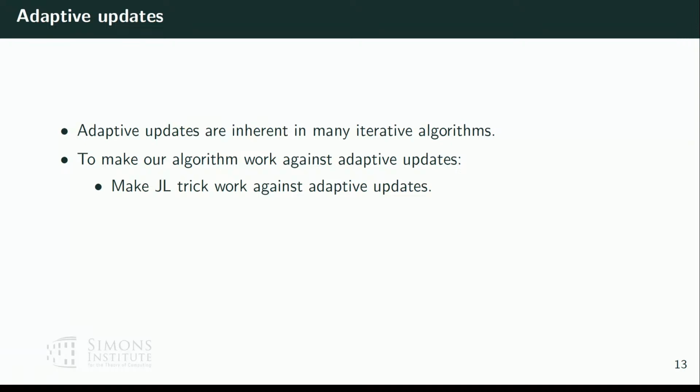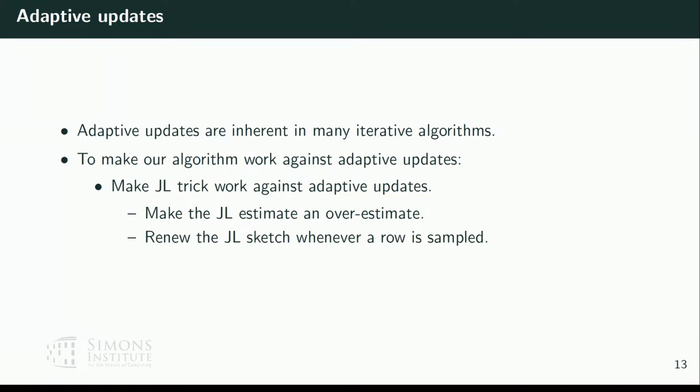The first part is when we are using this JL trick to estimate all the leverage scores. How to make that work against adaptive updates is actually pretty easy. We just make the JL estimate an overestimate, so we increase it manually by some constant factor. That makes sure that we always sample with a higher probability than what the exact algorithm would do. Whenever we actually perform an update, we renew the JL sketch immediately and never reuse it. In this way, we never really leak any information to the adversary. So this part is actually easy.